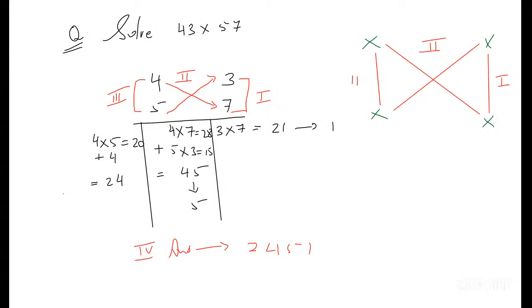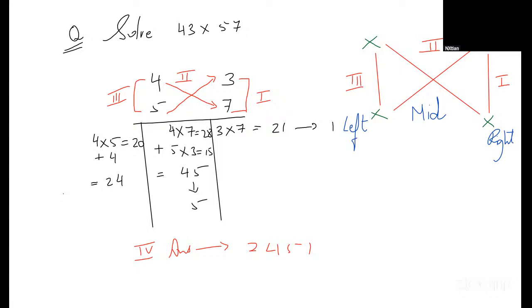So all these three steps will give you your answer. This first step will give you the right side of the answer. Second step will give you the mid part of the answer. And third step will give you the left part of the answer. Understood now, Abraham?